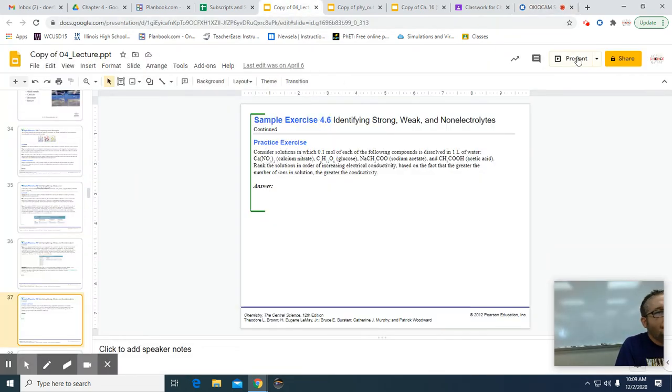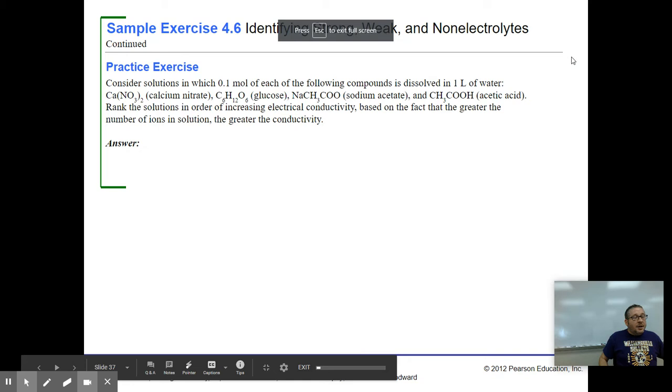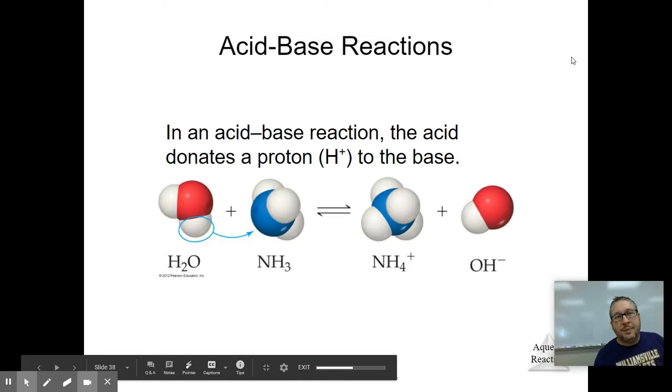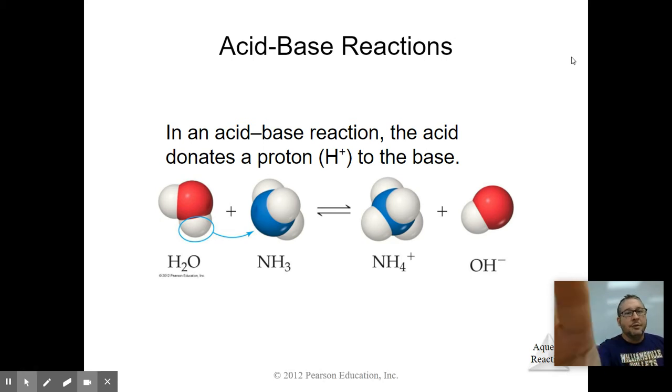Sorry about that. Okay, so next and last thing we're going to talk about today is acid-base reactions. We also call these neutralization reactions, okay? And the reason why we call them neutralization reactions is because when an acid and a base react, they form a salt and a water. So they neutralize each other.